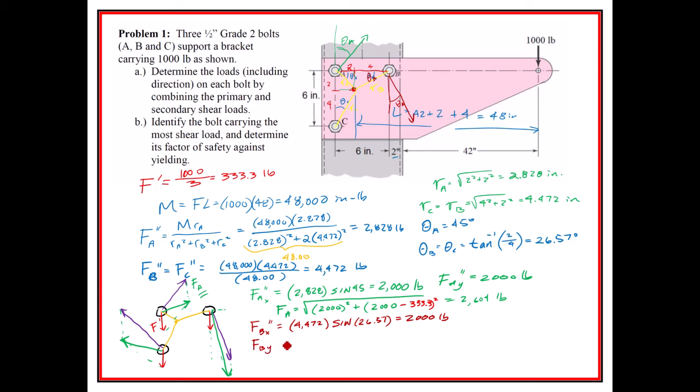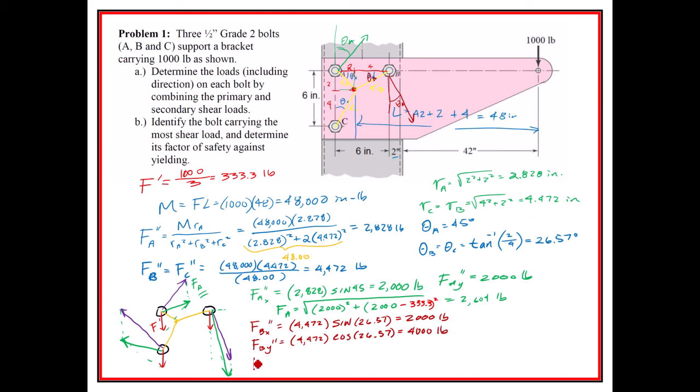And then FBY is just going to be the cosine, right? So 4,472 cosine of 26.57. And if we do that, we end up with, I think, 4,000 pounds.